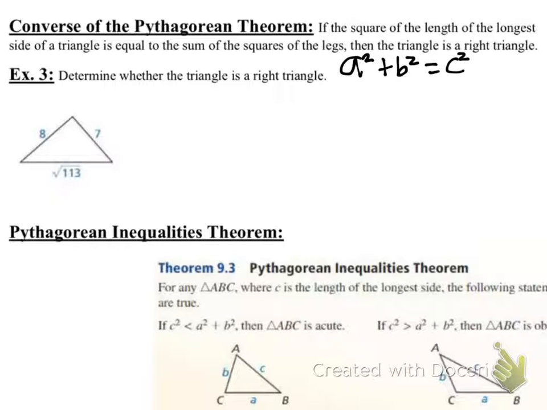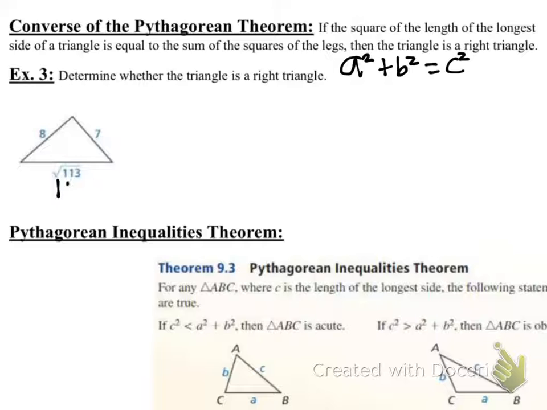And C is, again, the longest side or the side opposite of the right angle. We don't see a right angle, so we want to see which side is the longest. And I said we don't use decimals. We're not using them to find any value, but we do want to get an approximation of what square root of 113 is. So if you put square root of 113 in your calculator, you're going to get a decimal.